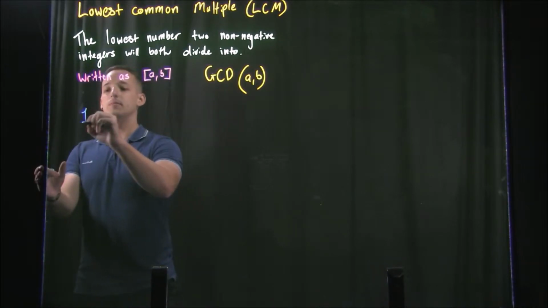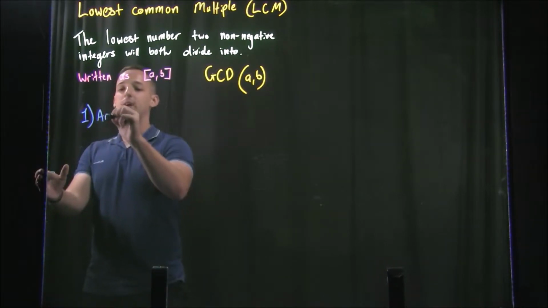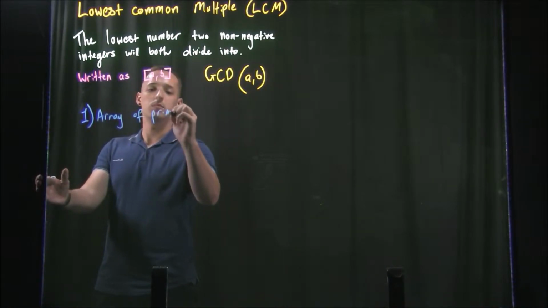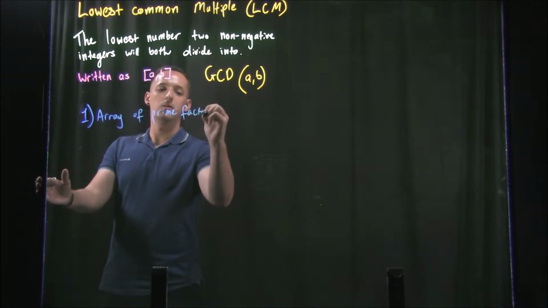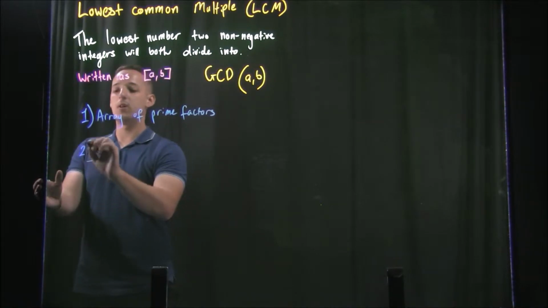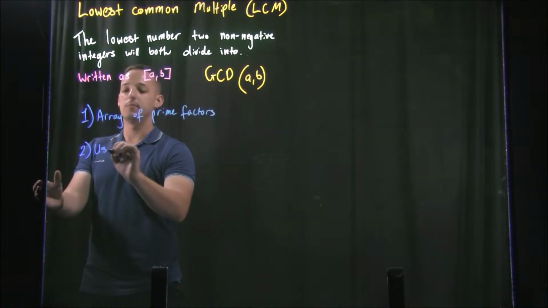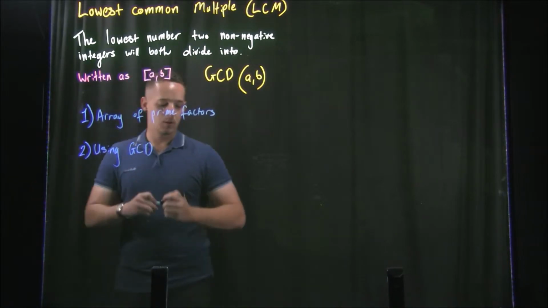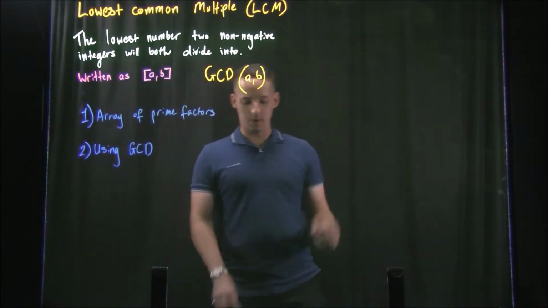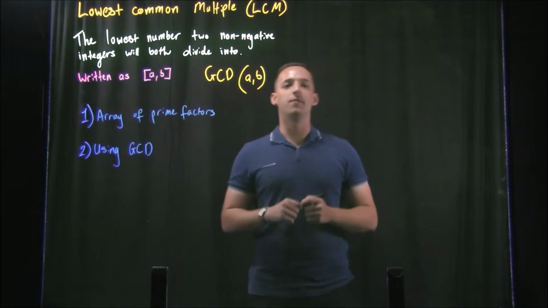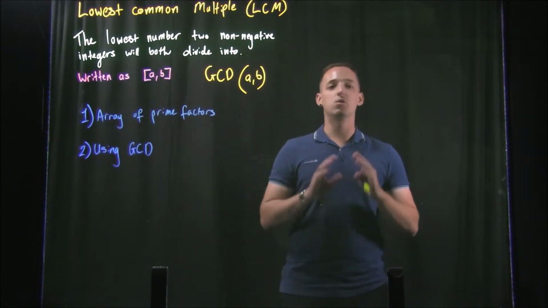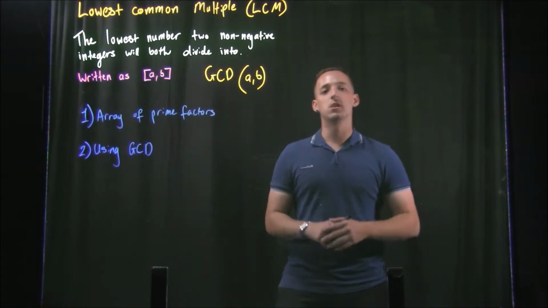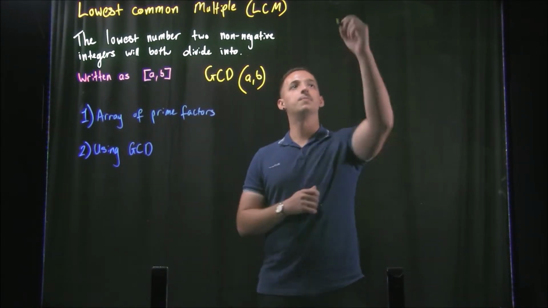The first one is an array of prime factors. And the second one is actually using our GCD. So I'm going to do both these methods over here, and we're going to start with the array of prime factors. So I'm going to draw 2 factor trees, which we should know by now, and then we'll use our factor trees to solve our LCM.